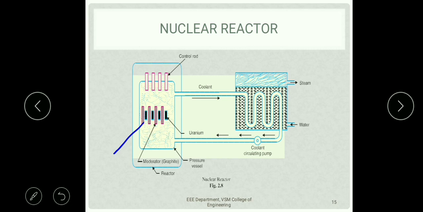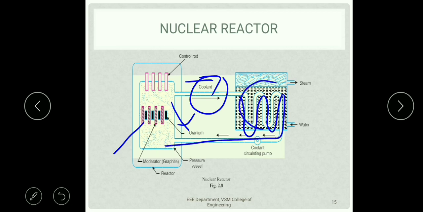Next, one more part is the coolant. The coolant plays a very vital role in the nuclear reactor. After the fission process, what is the ultimate output? The thermal energy. The byproduct of nuclear fission, we all know, is thermal energy. The coolant extracts this heat, and then the coolant flows through the tubes.